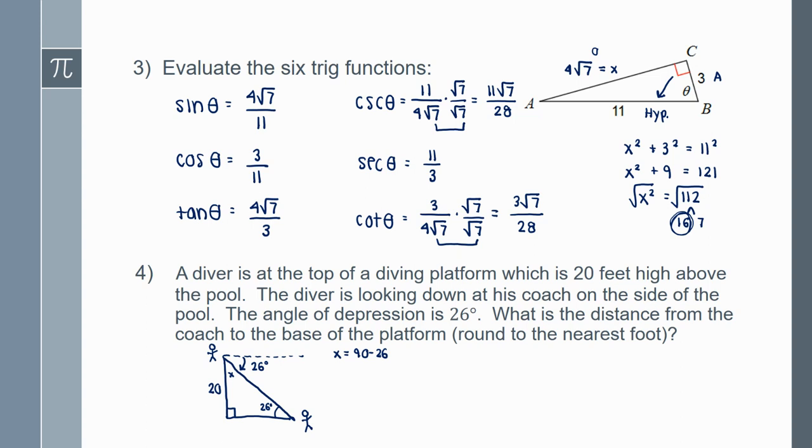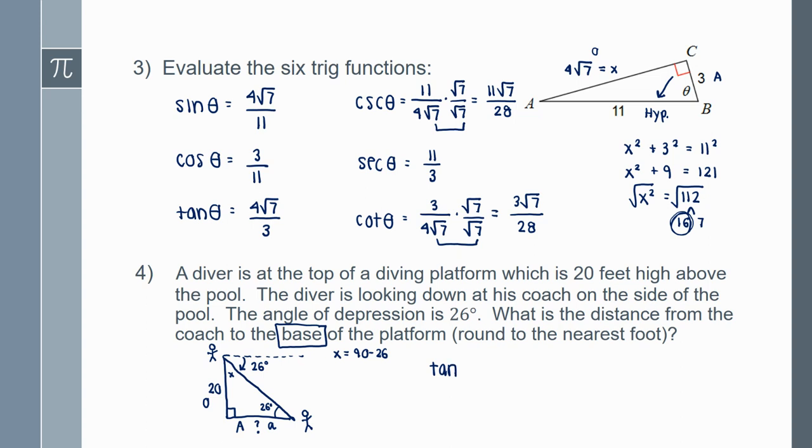The question says, what is the distance from the coach to the base of the platform? Anytime they talk about a base, they're talking about the bottom. So we're not talking about the hypotenuse in this problem. We're really talking about this bottom piece. So I guess I'm going to call that A. Okay, so now that I have this picture, I think I'm going to stick with the 26 degrees. So notice how 26 and the 20 is the side that is opposite it, and the side that I want is the adjacent side. So that means opposite and adjacent, I'm using tangent.